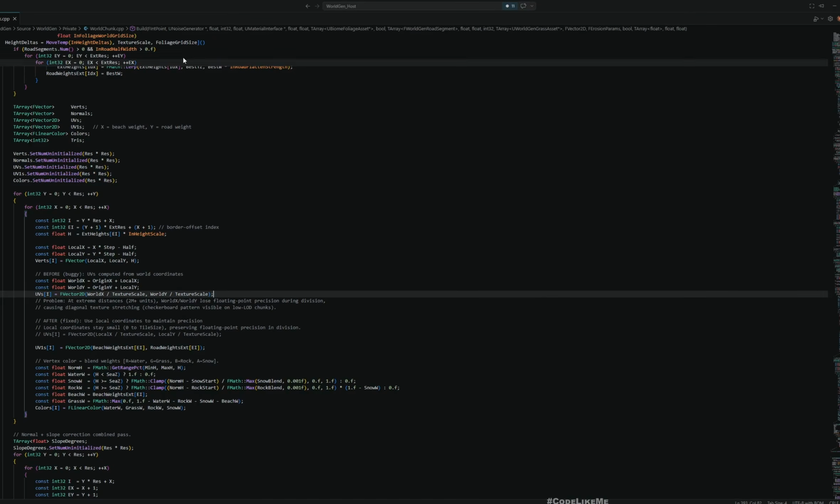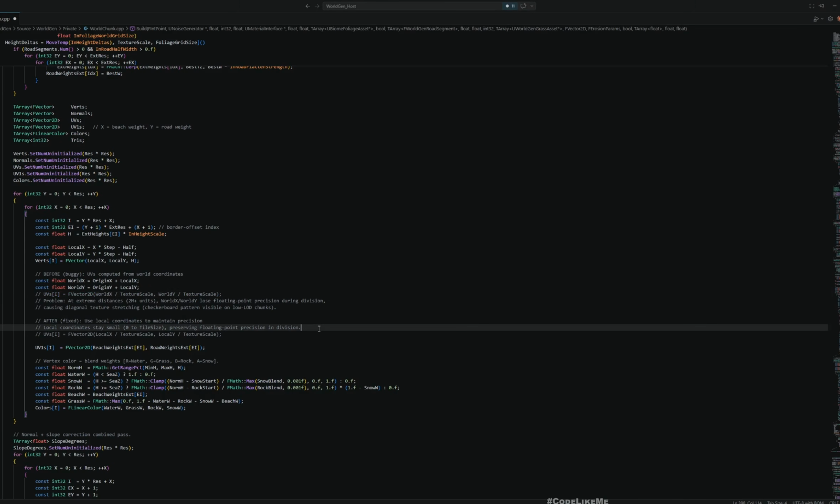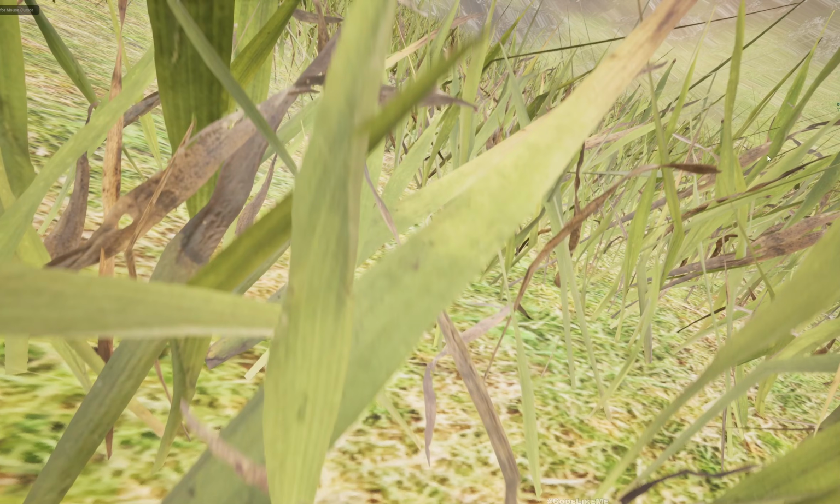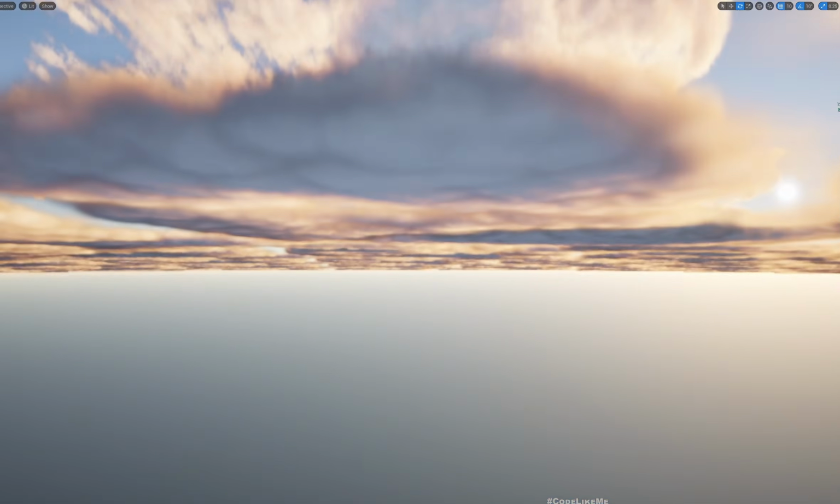So here is the exact position. This is my world chunk C++, and this is what I was using. So let me comment that out, and this is the correct fixed version. So let me use that, and let me trigger recompilation.